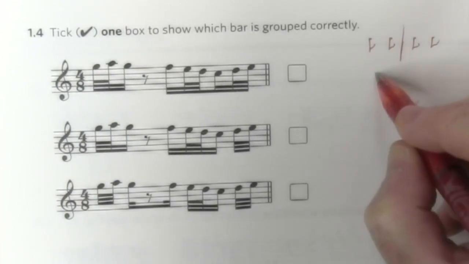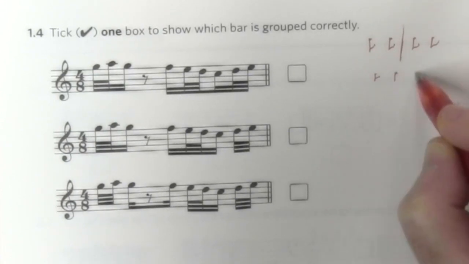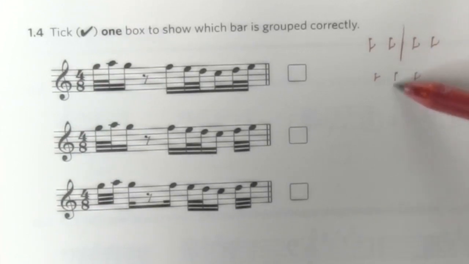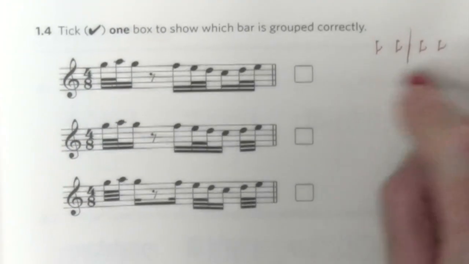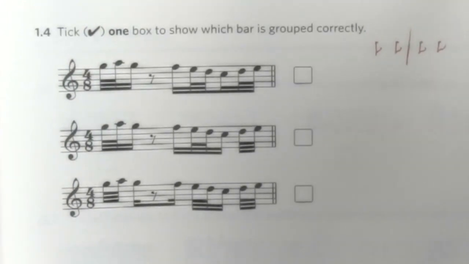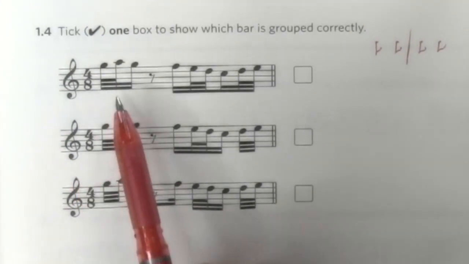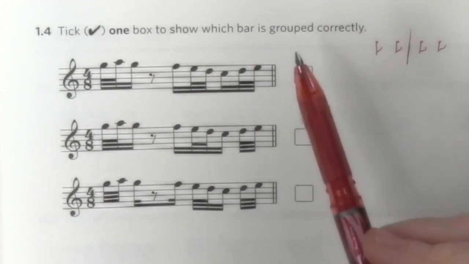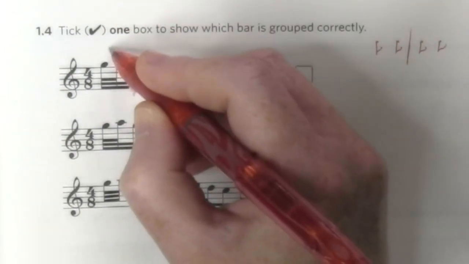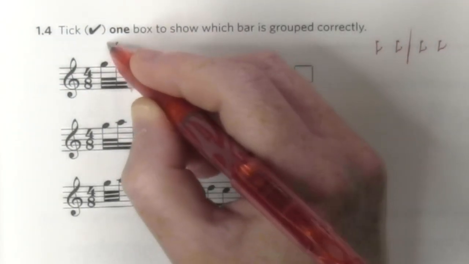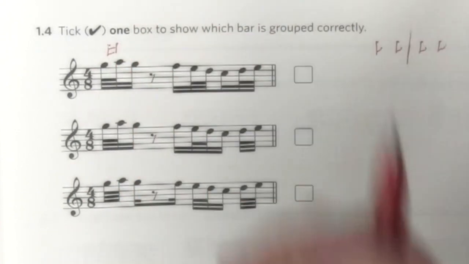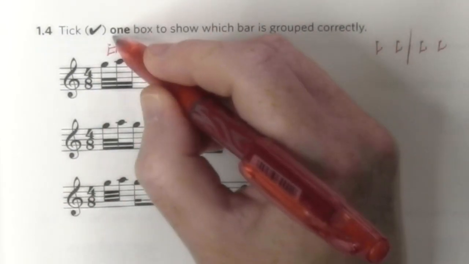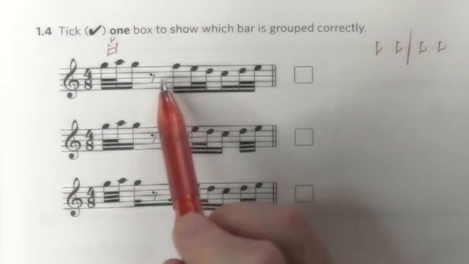So we can't have one quaver, one crotchet, and one quaver. No. Because here the middle of the bar is within this. So we need to have four quavers. 2 plus 2. Two demisemiquavers equals one semiquaver, plus one semiquaver. This is one quaver. One quaver. This is another quaver.